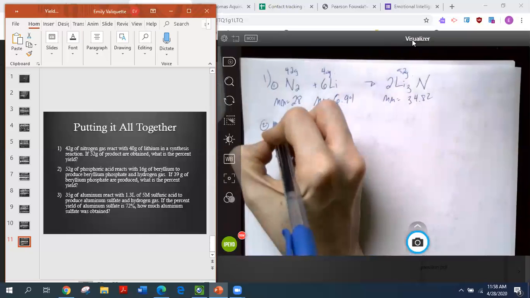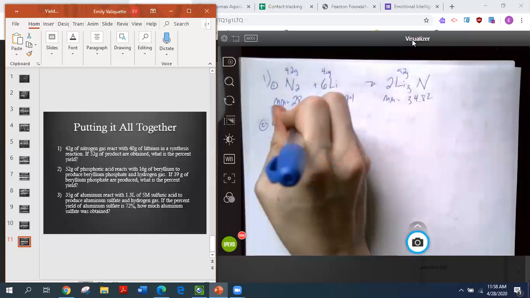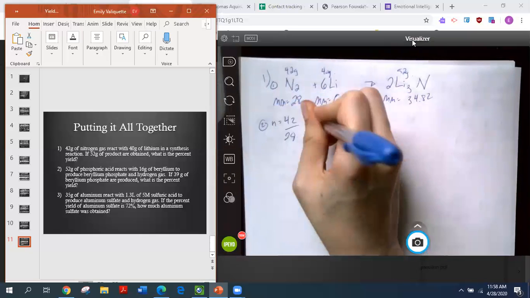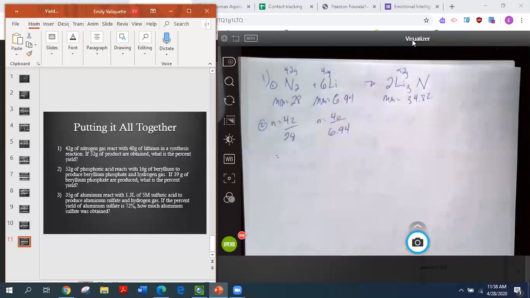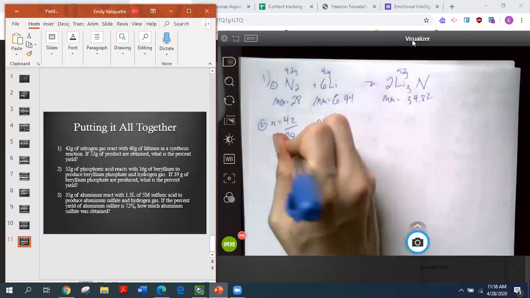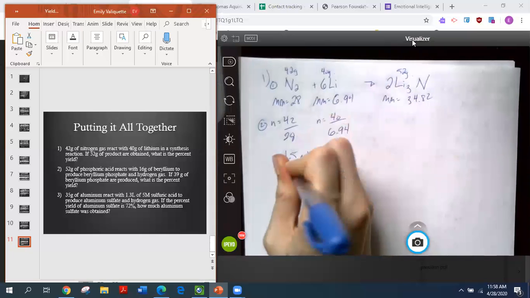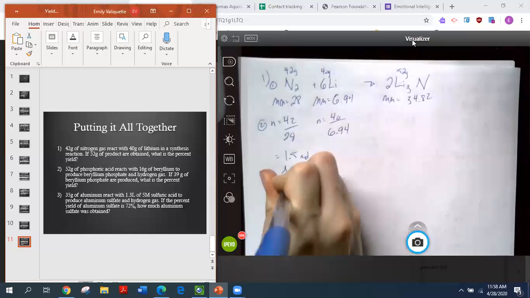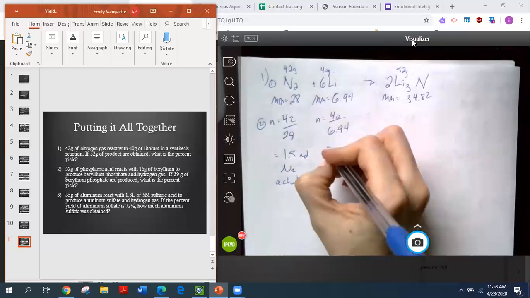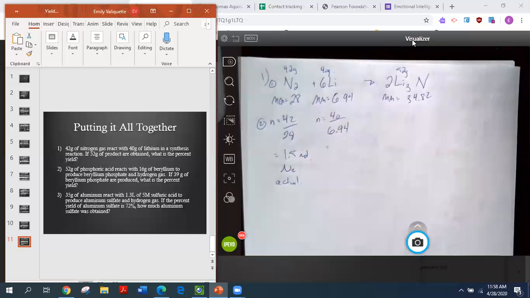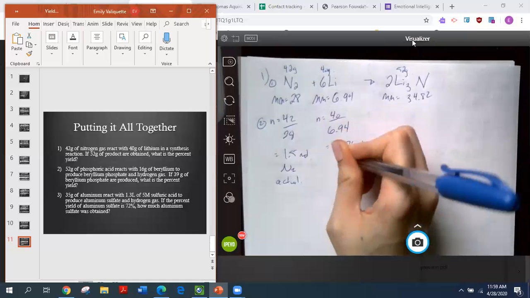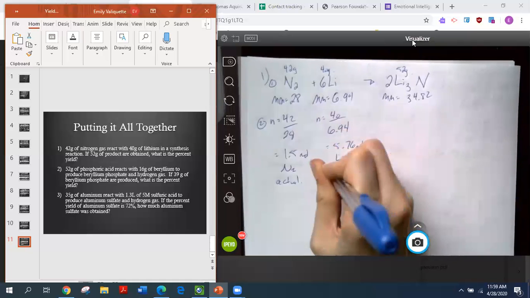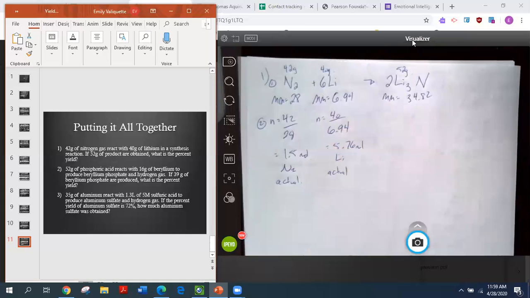Then I'm going to do moles equals mass over molar mass for both of my reagents. I'll get 1.5 moles of nitrogen. That is the actual moles of that. I will get 5.76 moles of lithium. Again, that is the actual moles of that.